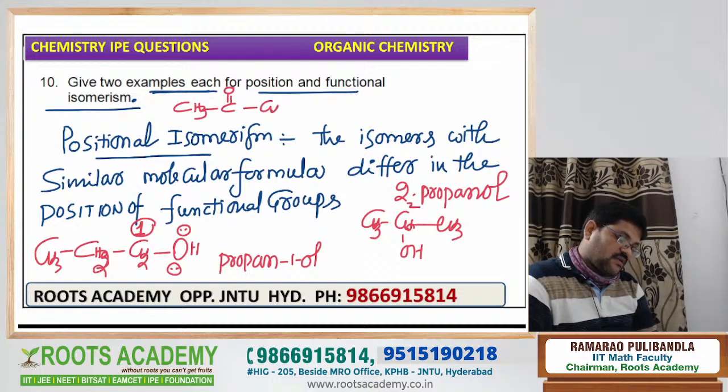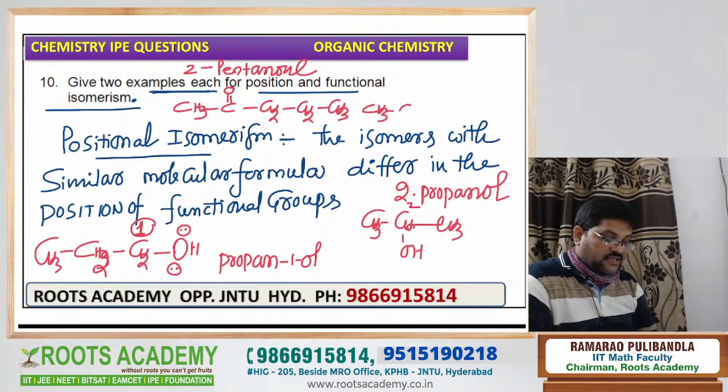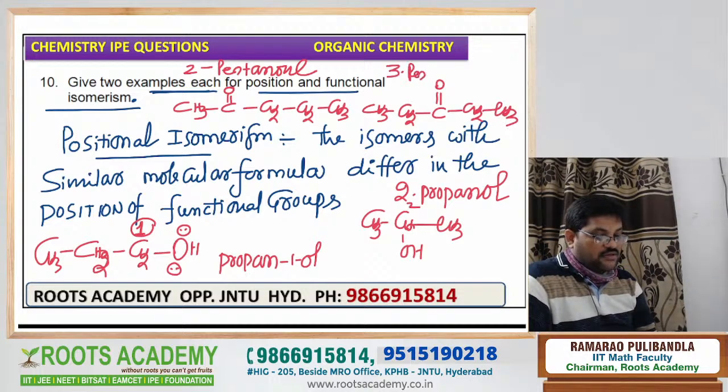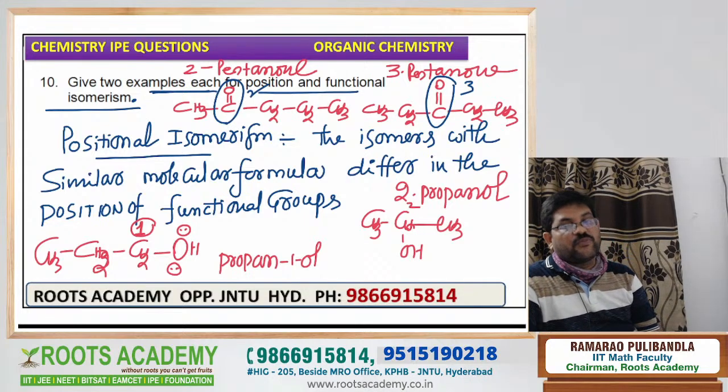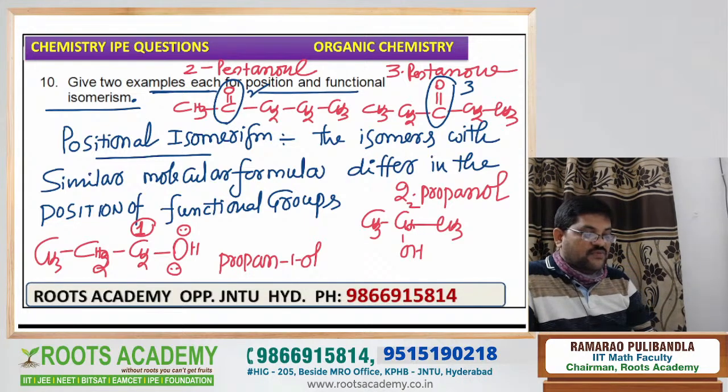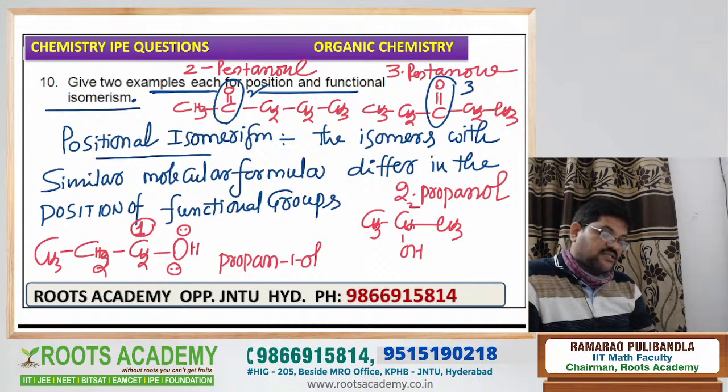Take one more example. CH3COCH2CH2CH3. Its name is 2-pentanone. Now the same molecule I write like CH3CH2COCH2CH3. This is called 3-pentanone. Here the position of the CO group is on the second carbon, and here the CO group is on the third carbon. That means the position of the CO group is varying. This is an example of positional isomers. And now take an example of functional group isomers.